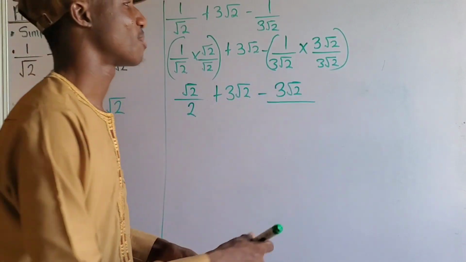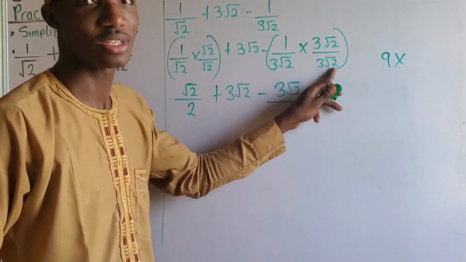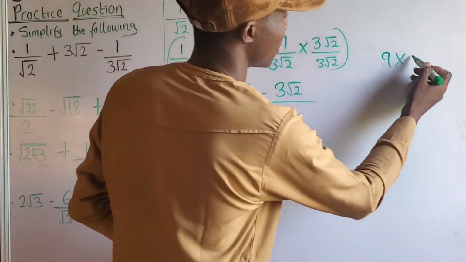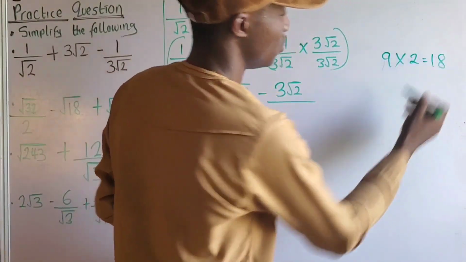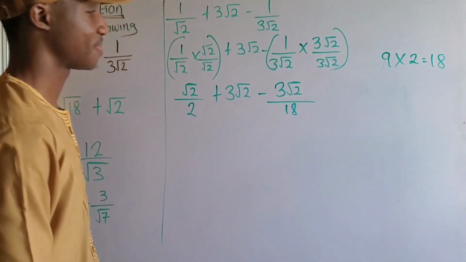9, right? So I'm going to have 9 multiplied by, now root 2 times root 2, that will be what? Root 4. And the square root of 4 is what? 2. So I'm going to have 9 times 2, which is what? 18. Do you understand? Okay, so for this, I'm going to have this over 18.